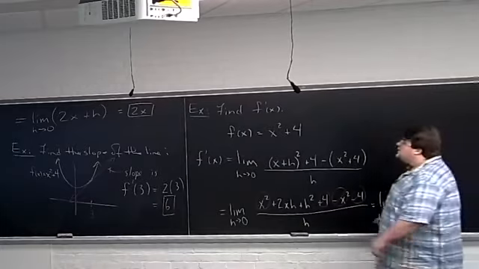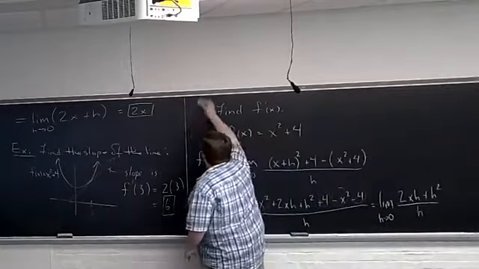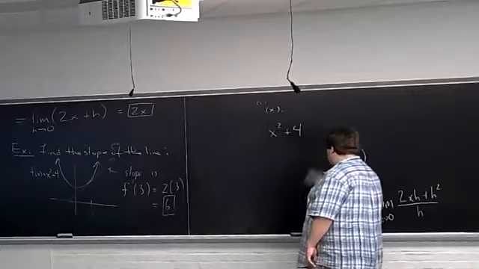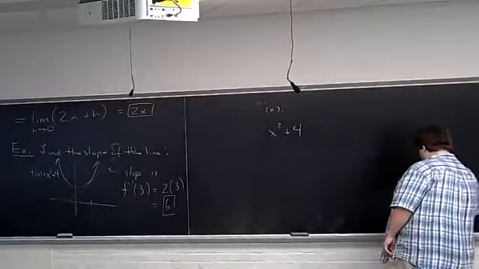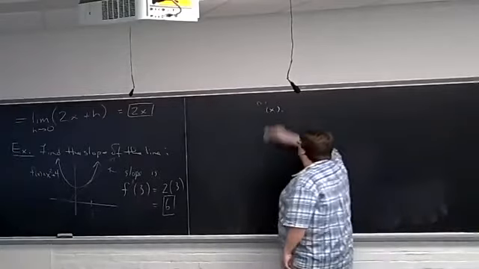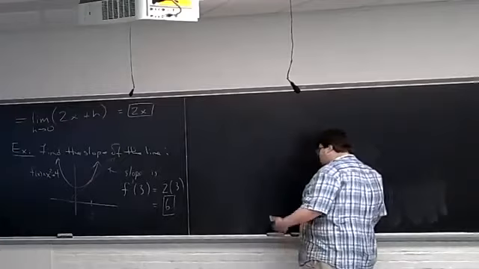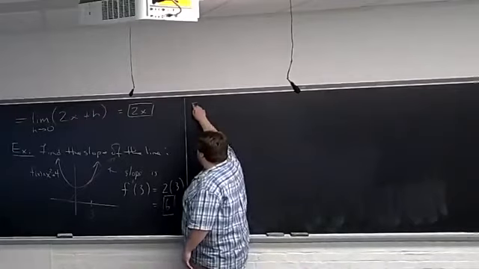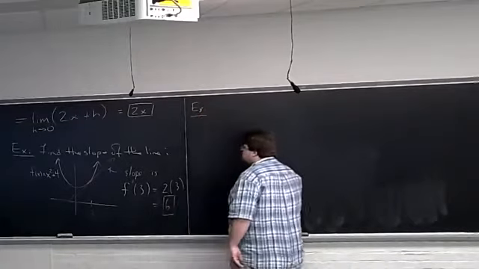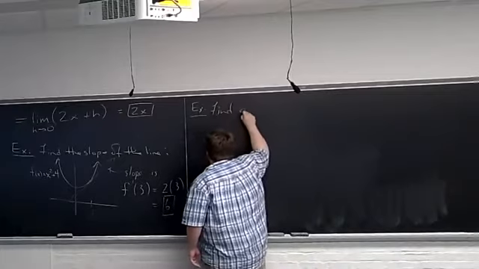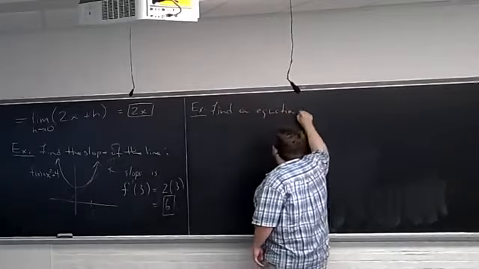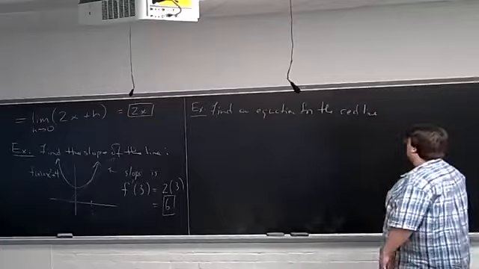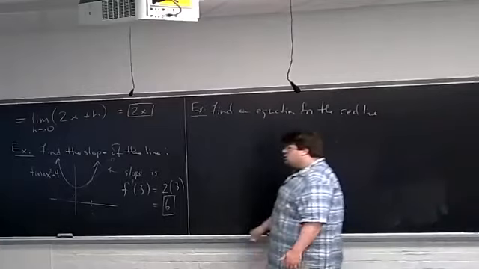Well, let's extend that slightly further. We have the slope of the line. Let's find an equation for the line. And right here is going to be the first example we do where it becomes much more clear why in calculus the point slope form is more convenient. Find an equation for the red line.